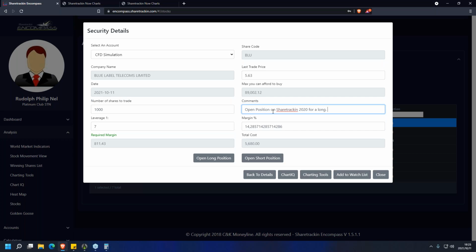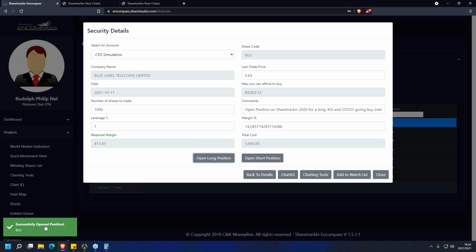And you can also say that RSI and STOCH giving buy instruction. That's more than enough reason for us to buy the share. Then we say open long position, because that's what it told us to do. So we say open long position, and it's going to open the position.